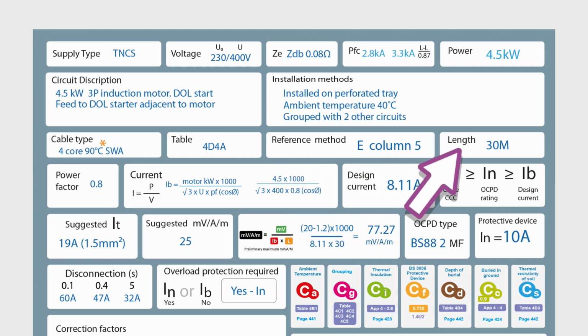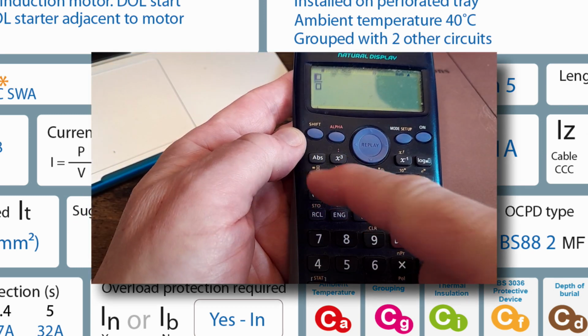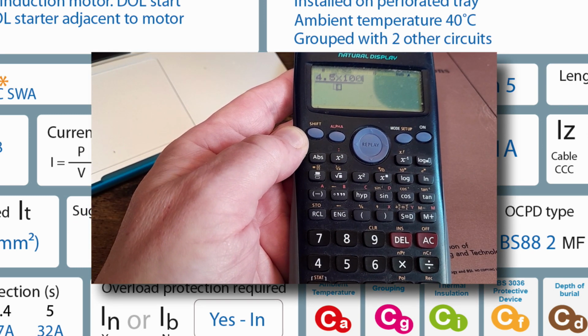The length of the run is 30 meters and the power factor is 0.8. So the calculation for design current, which is our IB, we're going to times the motor kilowatt rating by 1000. So that's 4.5 times 1000. The bottom line, we've got the square root of 3 times U times PF, power factor. U is 400 volts, that's between the phases. PF is 0.8. And so you just put those numbers into the calculator.